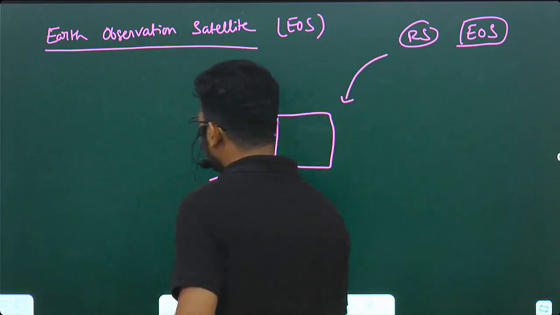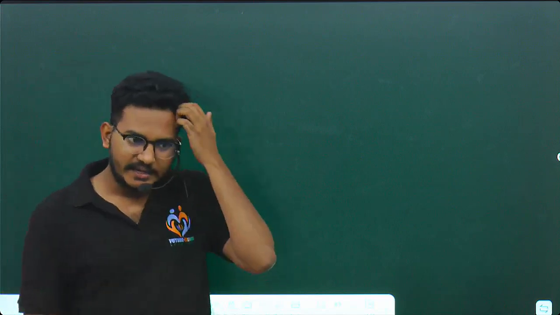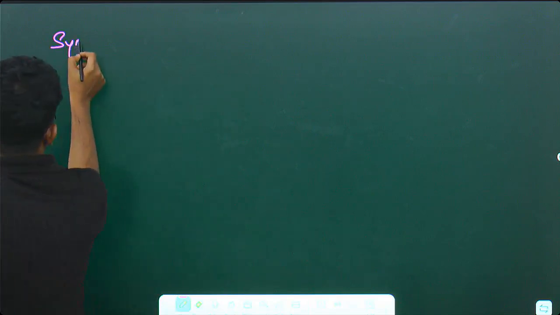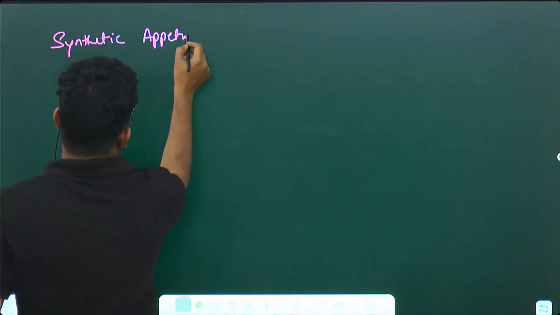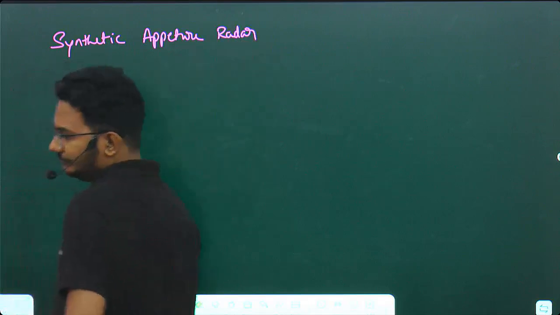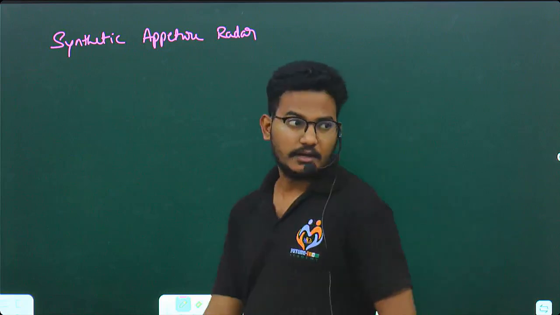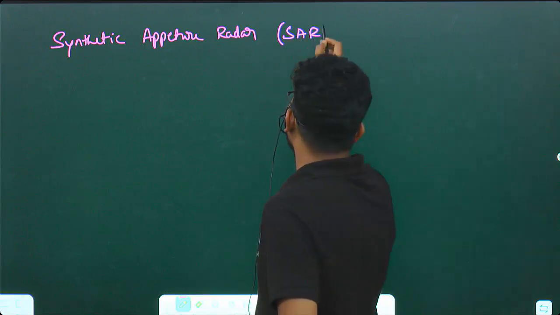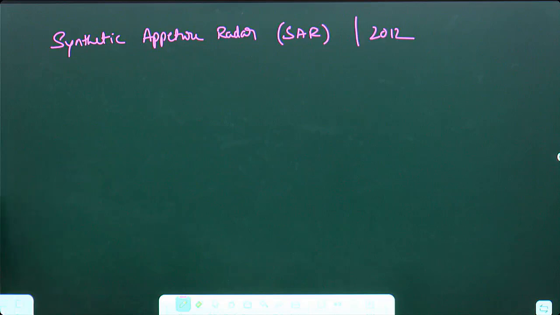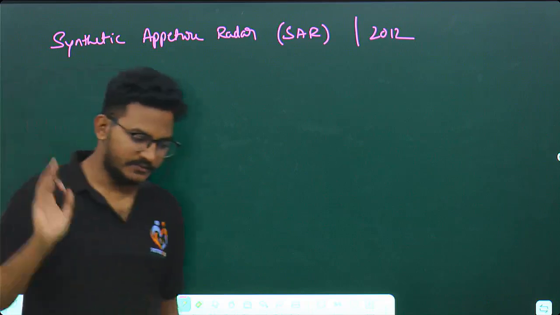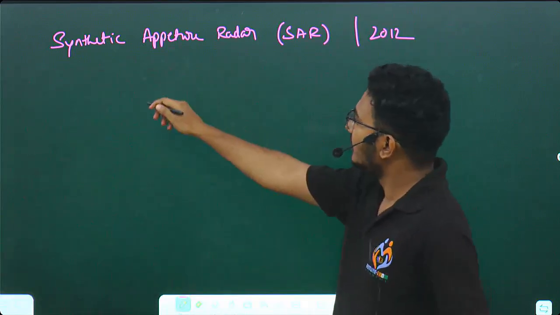Next, write down. The first EOS by India, Earth observation satellite by India, is Synthetic Aperture Radar, SAR, which was in the year 2012. We launched a satellite which is Synthetic Aperture Radar.